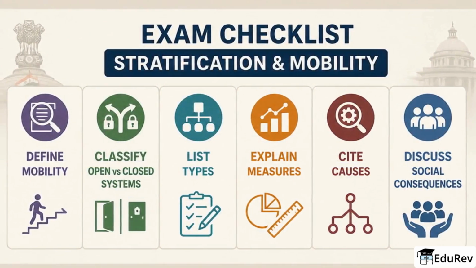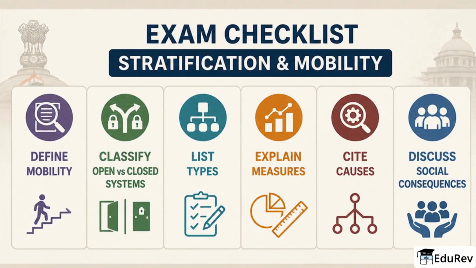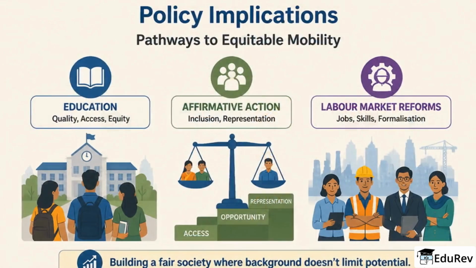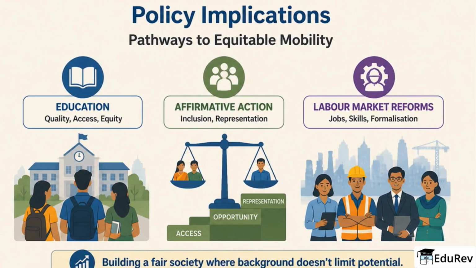Let me give you a compact exam checklist. Define mobility, classify open versus closed systems, list types, explain measures, cite causes, and discuss social consequences. Also add a line on policy implications, how education, affirmative action, and labor market reforms can enhance equitable mobility.